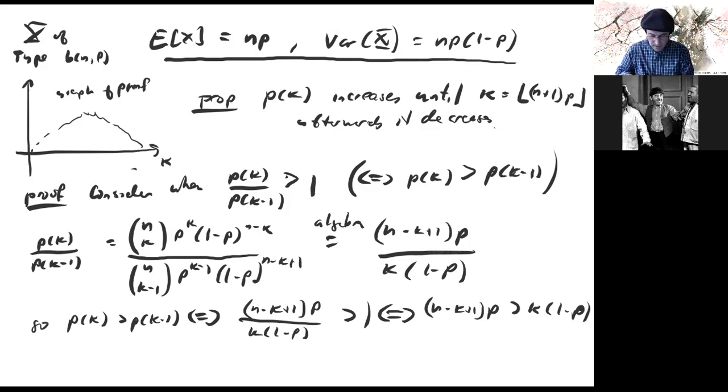And now you can easily add kp to both sides, and you'll see that this is if and only if k is strictly less than (n plus 1) times p. But that's exactly what it means to be the floor of (n plus 1) times p. It says that up until the greatest integer less than or equal to (n plus 1) times p, you're going to have an increasing function, and otherwise it's going to be a decreasing function. So that is the proof of the proposition.